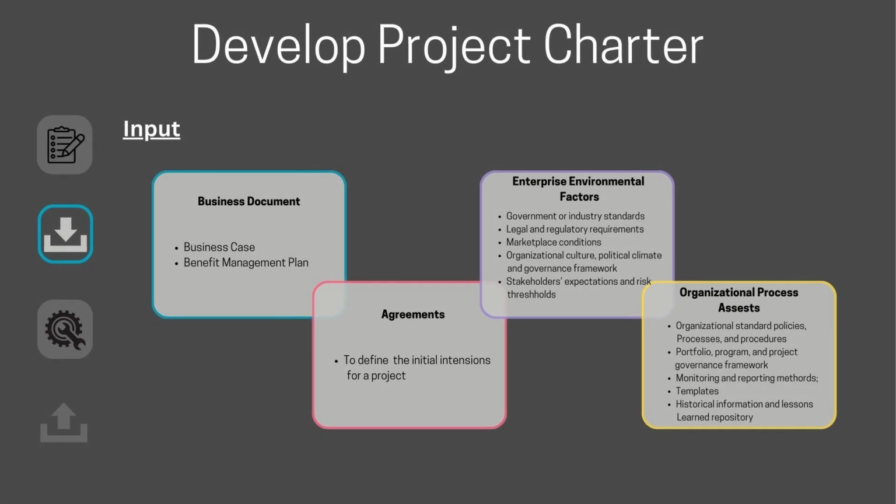The inputs for developing a project charter include the business case, the benefits management plan, and agreements, among others. These inputs help define the project's initial intentions and take into account the external factors that could impact the project, such as legal, regulatory, and market conditions, as well as the organization's culture and environment. Additionally, lessons learned from past projects can help shape the project charter. All of these elements are necessary to create a comprehensive project charter.